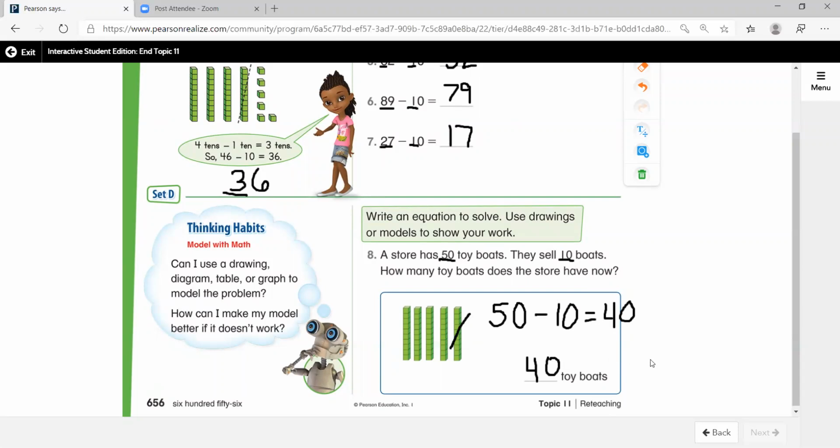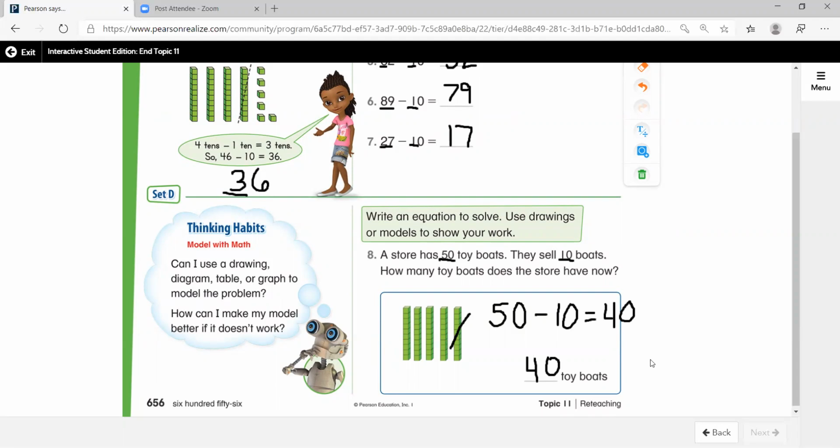Check your work. What kind of model did you use? Did you use your tens? Did you write an equation? Did you use mental math? How did you find your answer? We can solve in many ways, but the answer that you have should be 40.